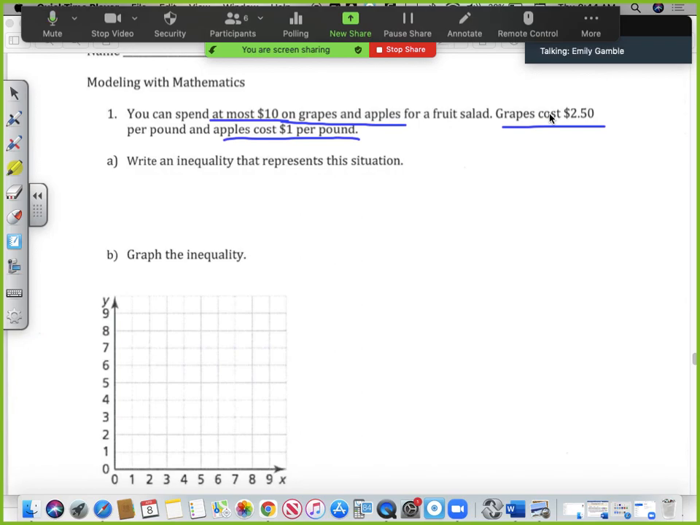So in order to write an inequality, we have to realize that whenever we're working with these types of problems, we're going to have two variables. We're always going to use x and y. So if they don't tell us what x is equal to or what y is equal to, then what I like to do is whatever the first thing that appears in the word problem, I like to use that as x, and the second thing for y. So the first thing I read is grapes. So I'm going to let x be grapes. And the second thing that I read about is apples. I'm going to let y be apples.